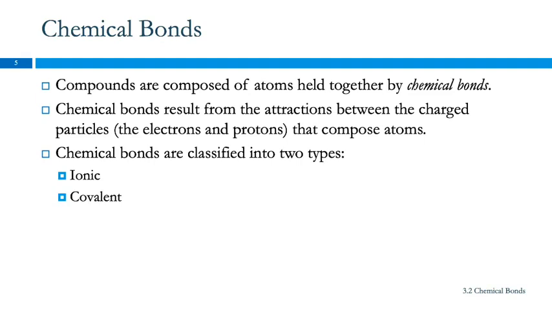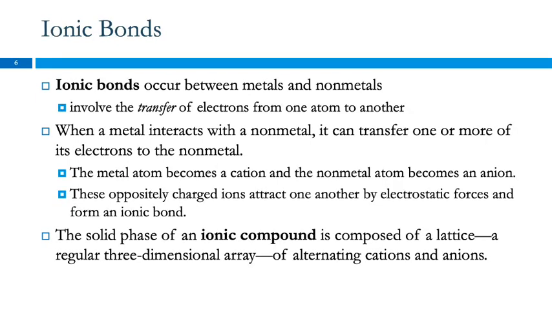So we can divide chemical bonds into two broad groups, ionic and covalent. So ionic bonds occur between metals and nonmetals. And I'll just tell you right now, in Chem 1A we lie to you sometimes. It's just sort of simplifying lies. So just be aware.